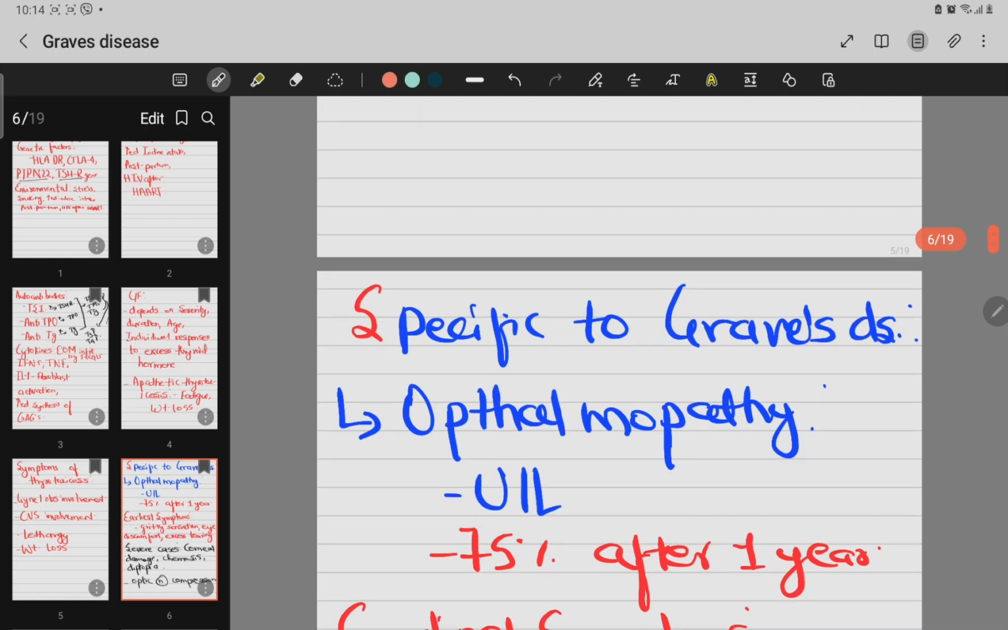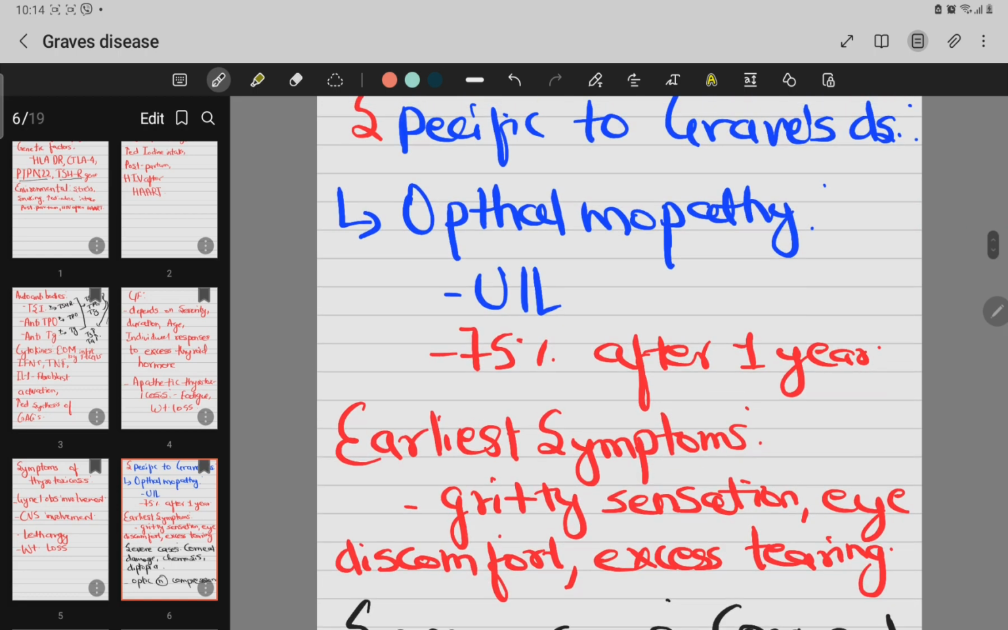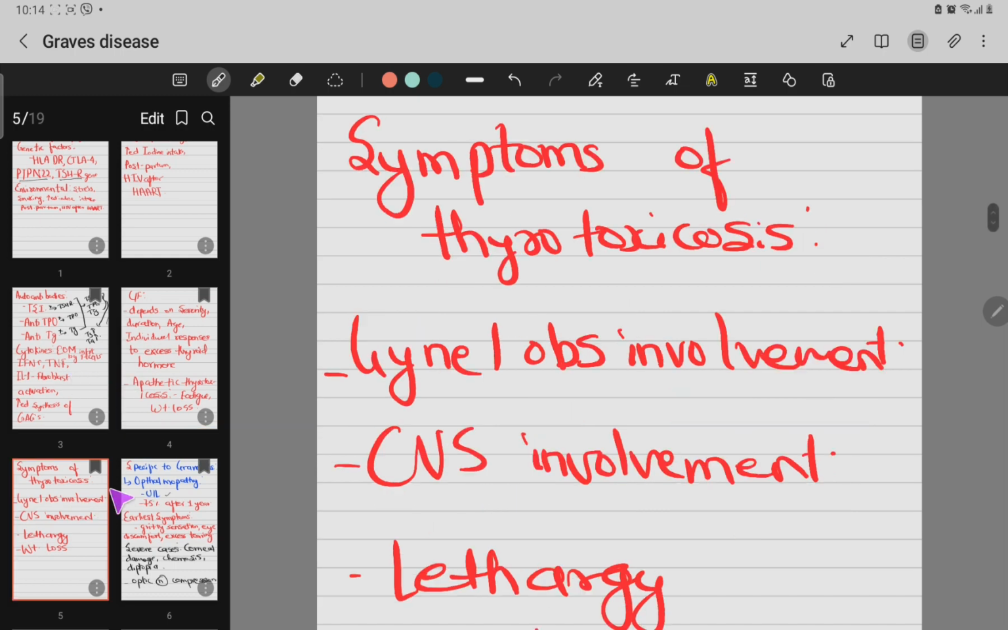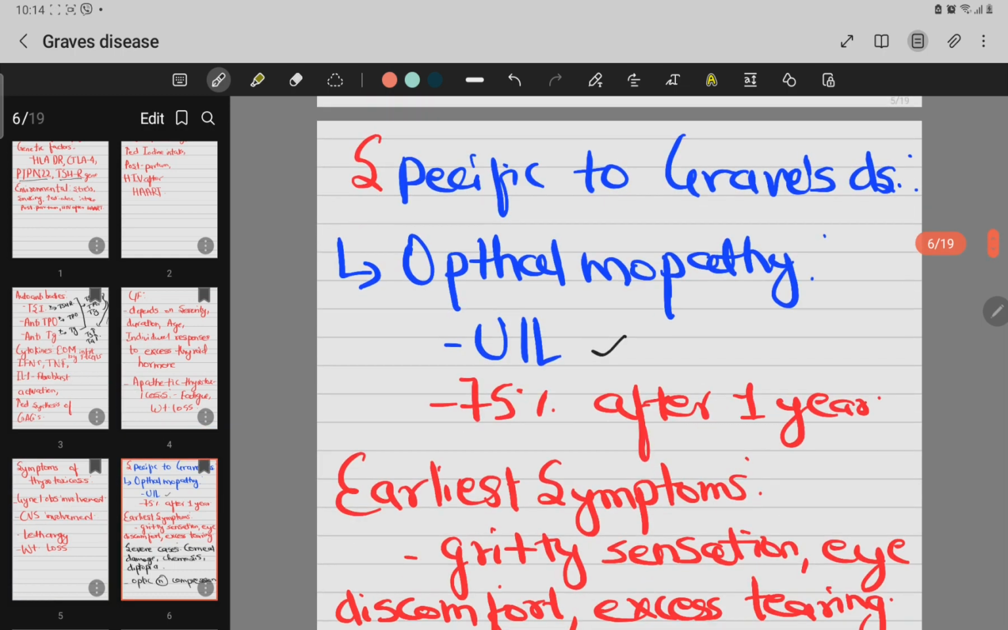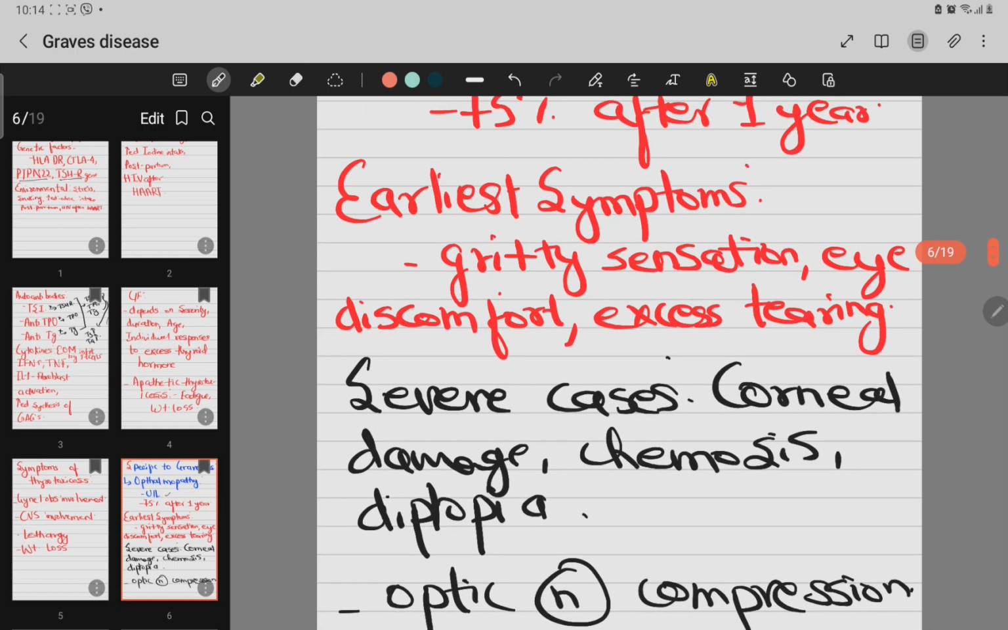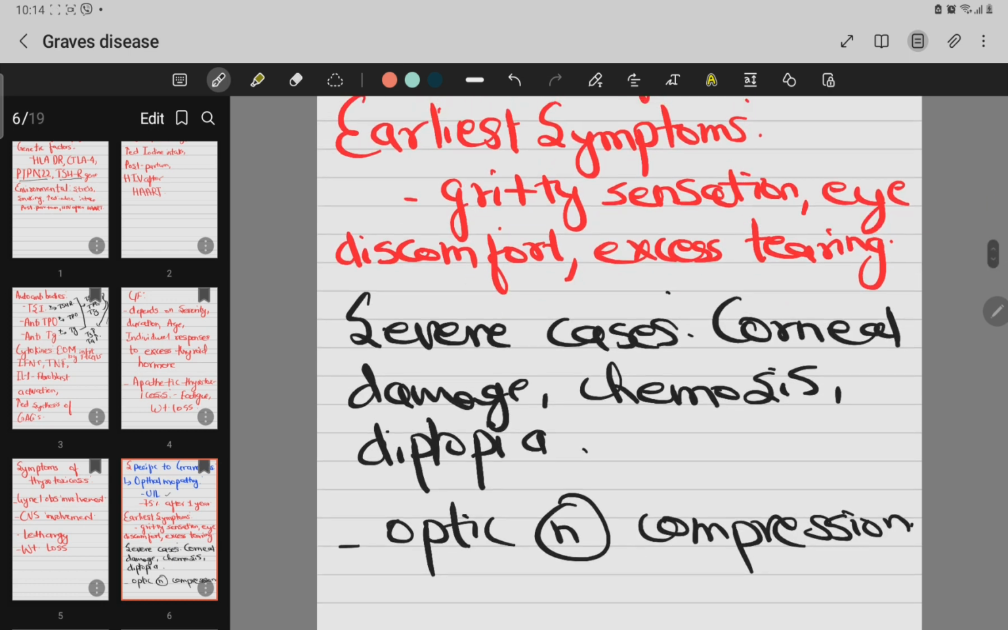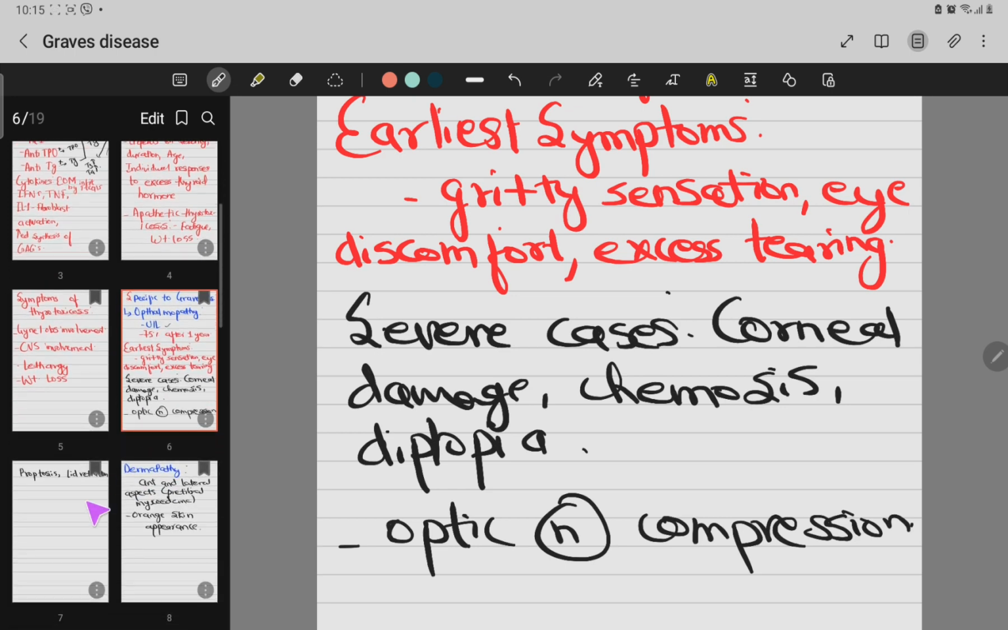Specific to Graves' disease, there is ophthalmopathy, which is often unilateral, and 75% of cases occur after 1 year. The earliest symptoms are a gritty sensation, eye discomfort, and excess tearing. In severe cases, corneal damage, chemosis, diplopia, and optic nerve compression. These are the features of ophthalmopathy.